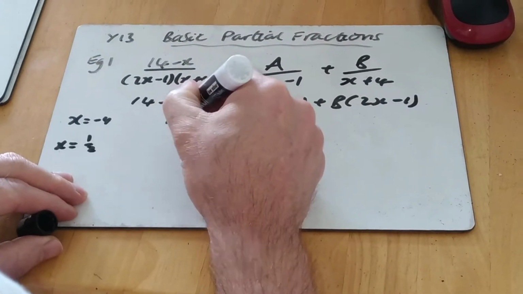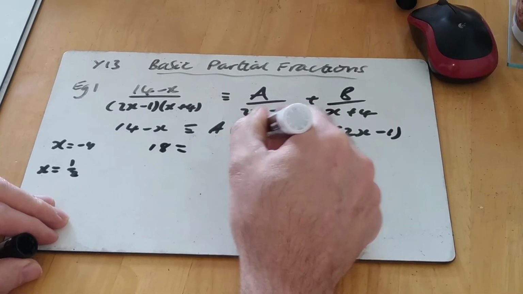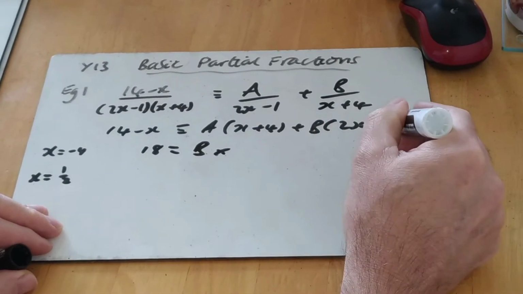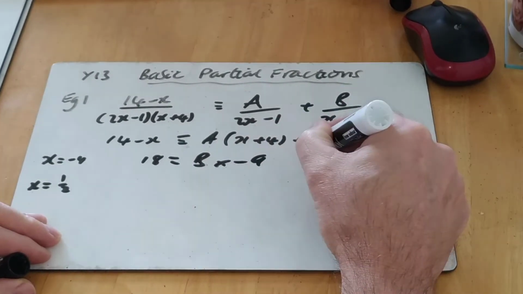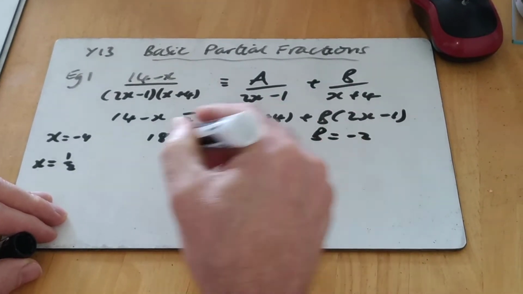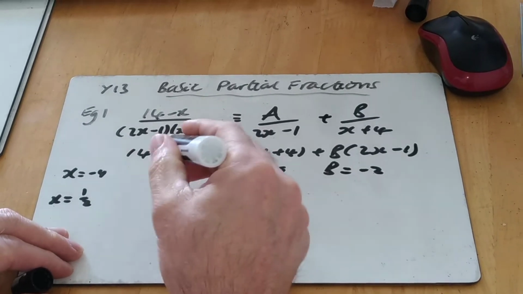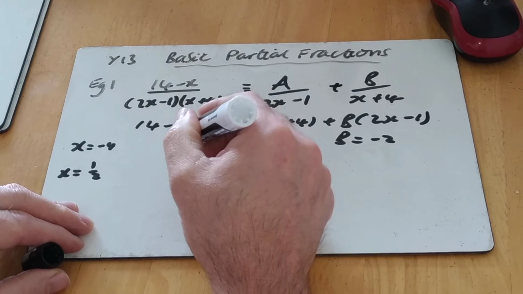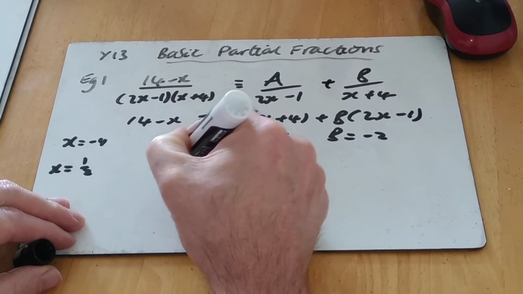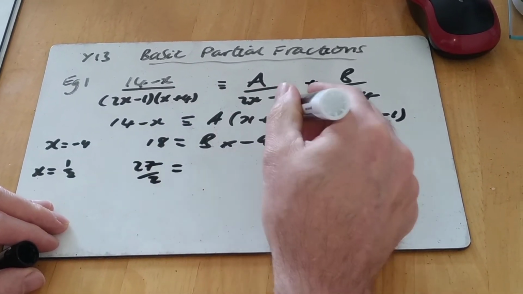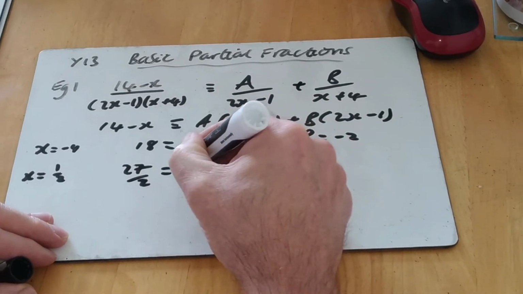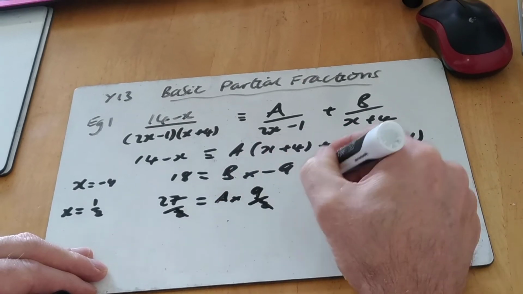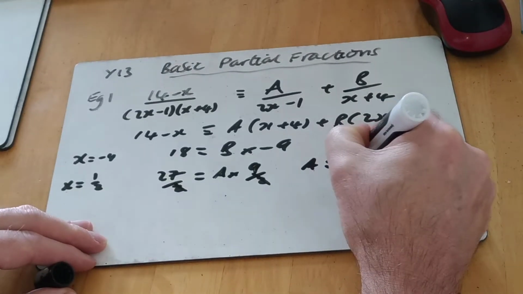So I've got 14 plus 4, 18 equals, that becomes 0, B times minus 8 minus 1, minus 9, B equals minus 2. Stick x as a half in, 14 minus a half, do it top heavy as a fraction because it's neater that way, so 13 and a half, 27 over 2 equals A times 4 and a half, 9 over 2, and the over 2's cancel out, A is 27 over 9, A equals 3.